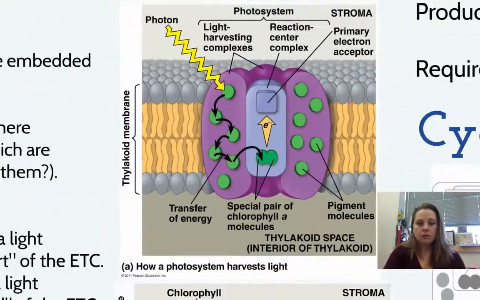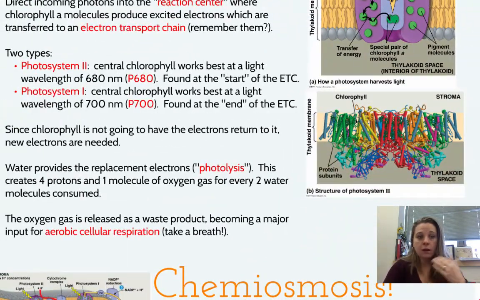So let's look at our two photosystems. Photosystem 2, with its central chlorophyll, works best at light wavelengths of about 680. It's weird to call it photosystem 2; it's the first in the series. So photosystem 2 works at the start of the electron transport chain, where photosystem 1 is at the end.